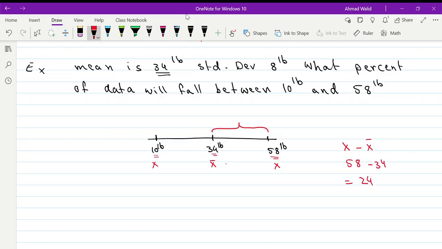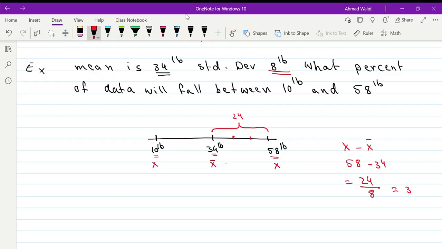24, 34, 60, 58, okay, 24, correct? This distance is actually 24. Now, how much is my standard deviation? My standard deviation is 8 pounds. You want to see how many times 8 goes into 24. It's a division problem, correct? It means you divide 24 by 8, which gives you 3. It means 58 is 3 standard deviations away from what?